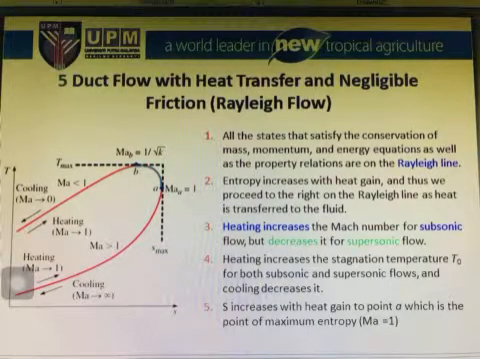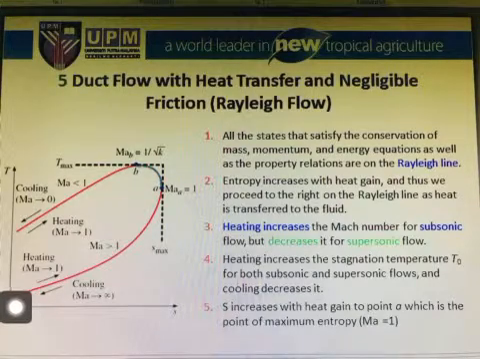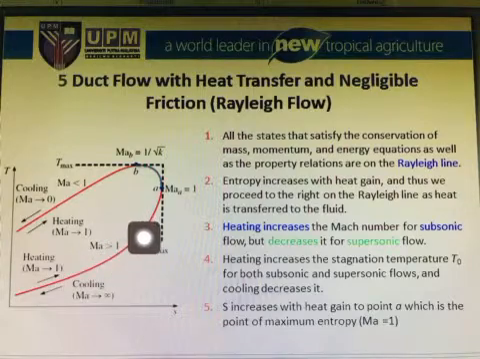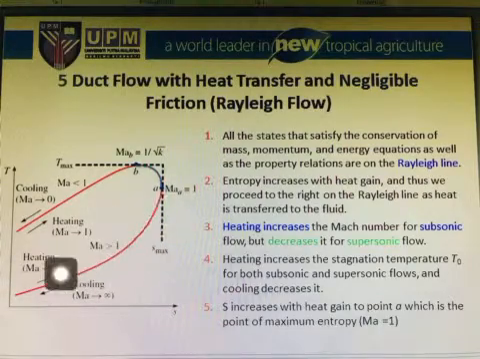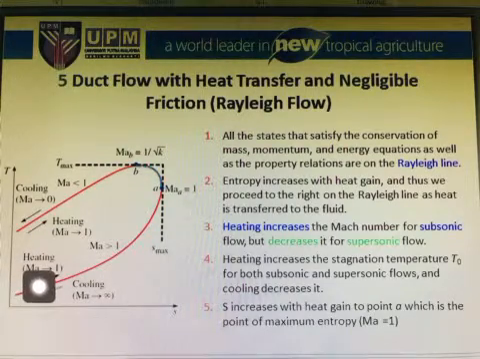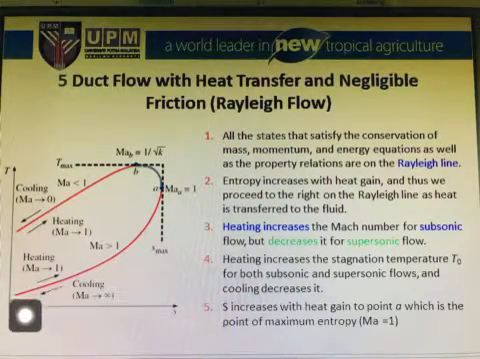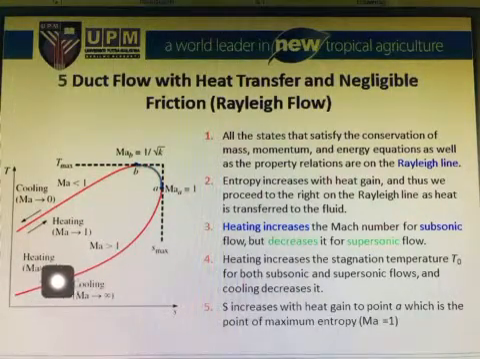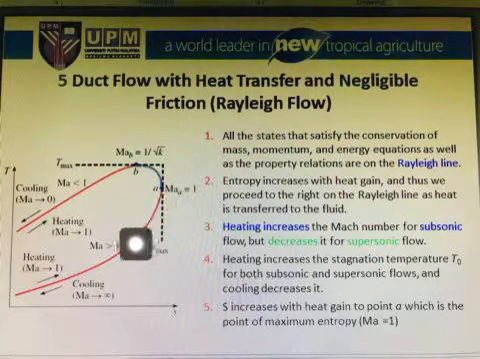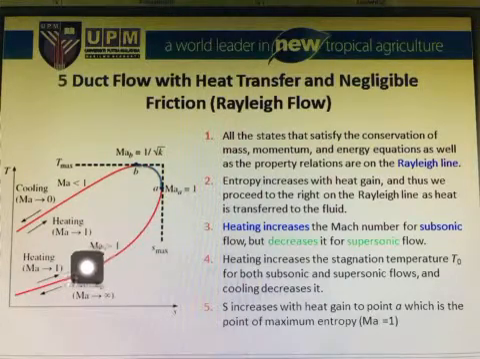Okay, so this is the graphical explanation of the equation for Rayleigh flow. If you look at here, there are three sections. First of all is for Mach number bigger than 1, which is supersonic flow. During heating, the Mach number will decrease, but when cooling, the Mach number will increase. That means when heating, the velocity will decrease, but when cooling, the velocity will increase.